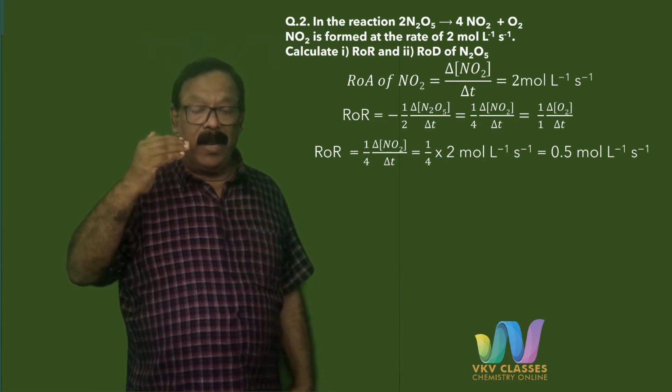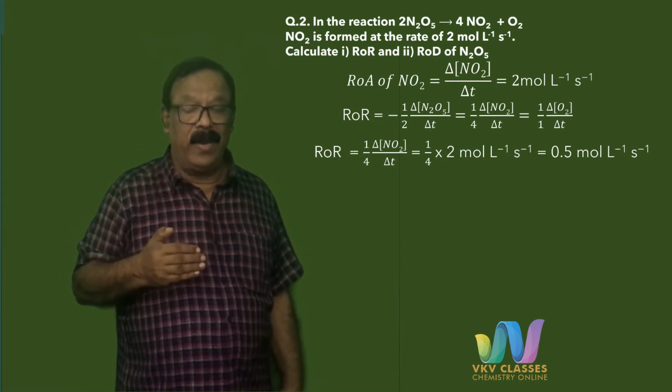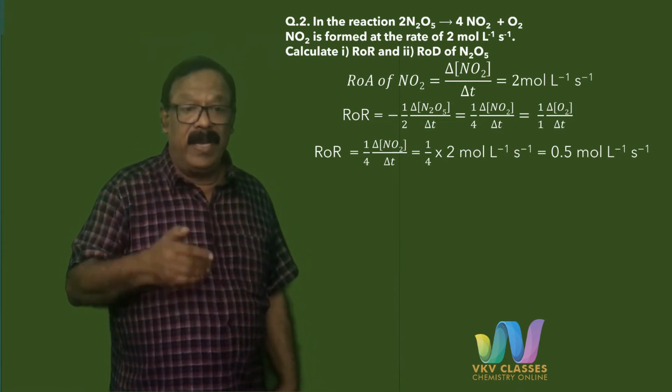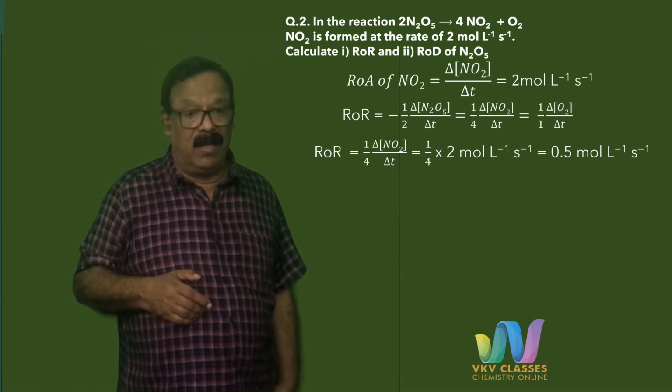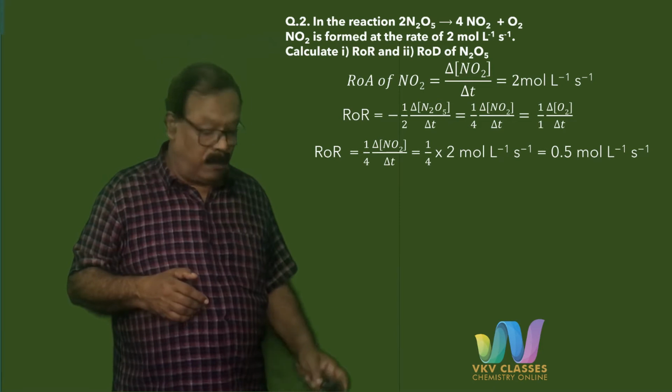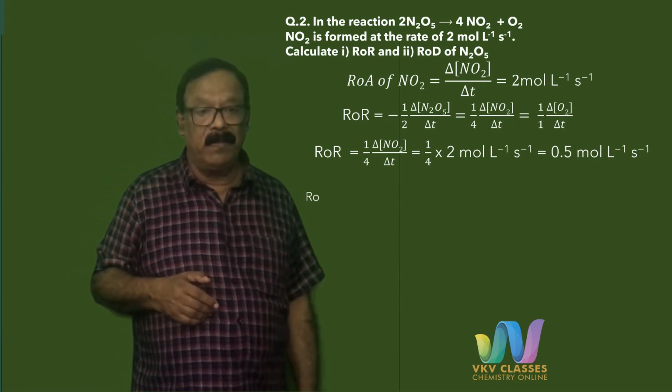Okay. So we got the rate of reaction. Now what we have to find is the rate of disappearance of N2O5. Right? So what will be the rate of disappearance of N2O5?